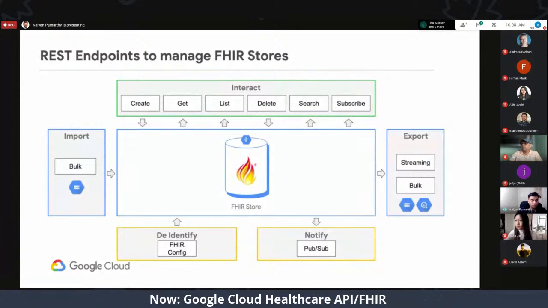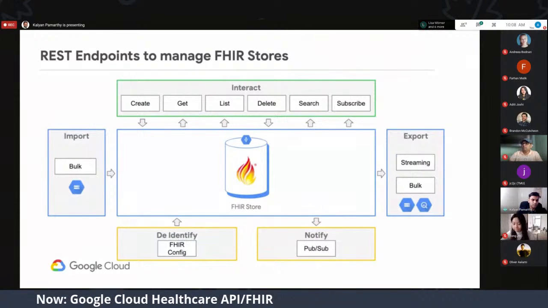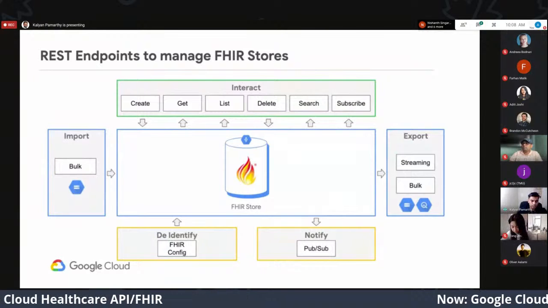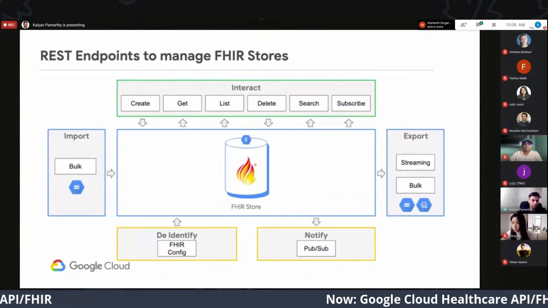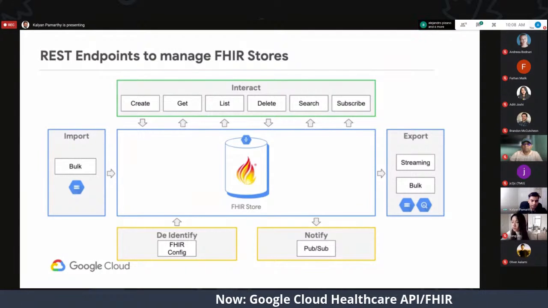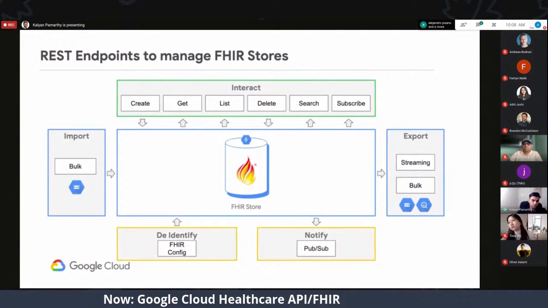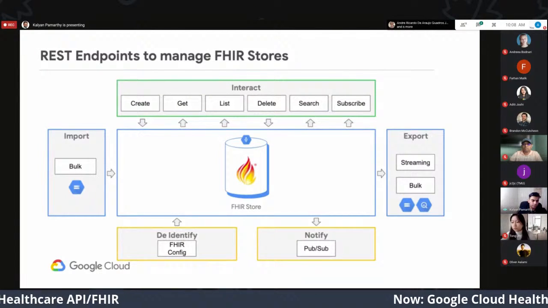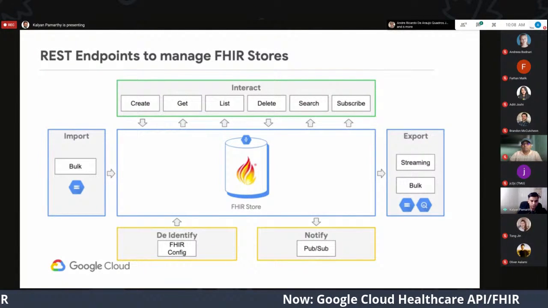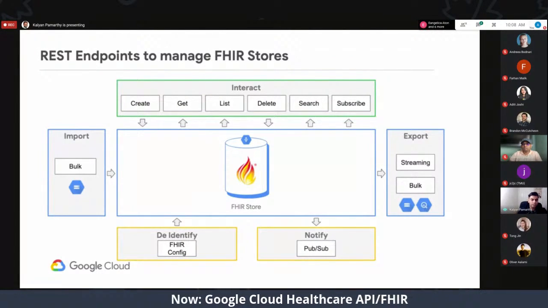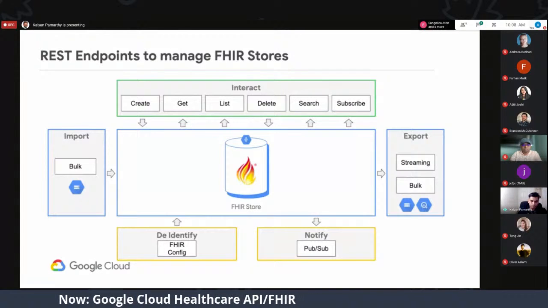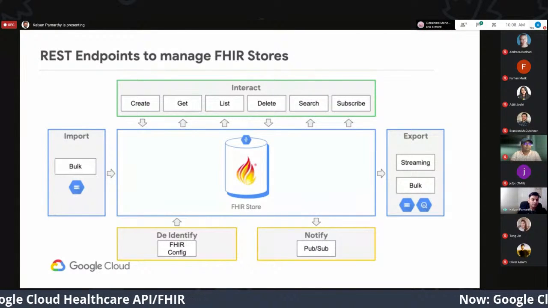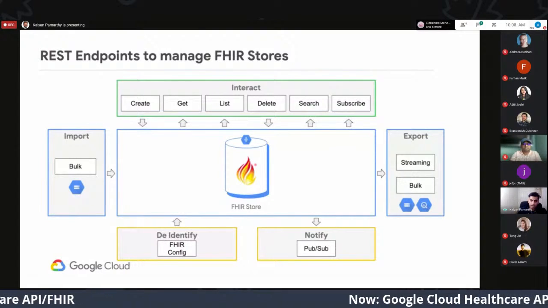Or you can also use REST API calls, right? So you can create FHIR resources, you can view FHIR resources, you can search the FHIR resources. You can also create more FHIR stores, right? I mean, there's no limit on how many FHIR stores you can create. If you want to separate your data into different partitions, you can create multiple FHIR stores. There's a lot of flexibility in how you use it.